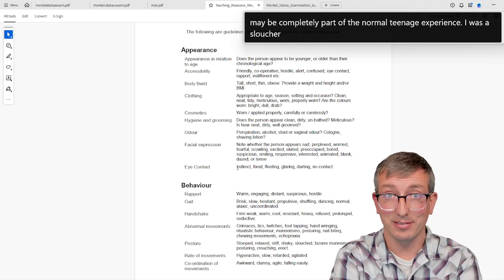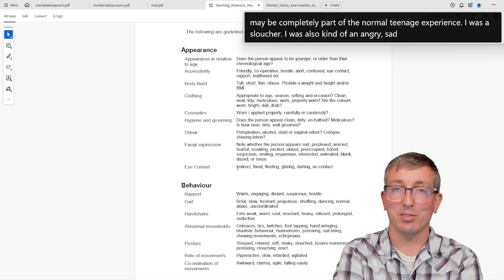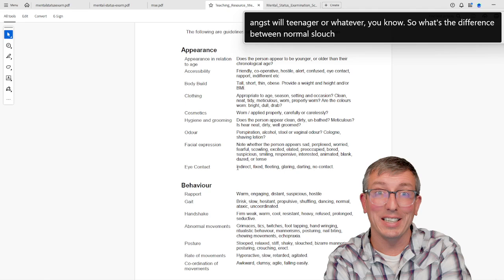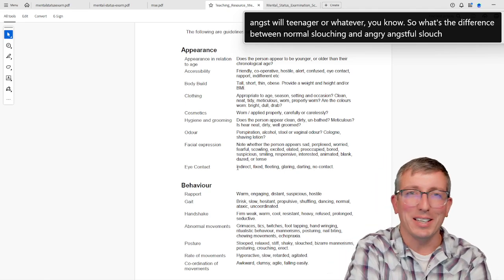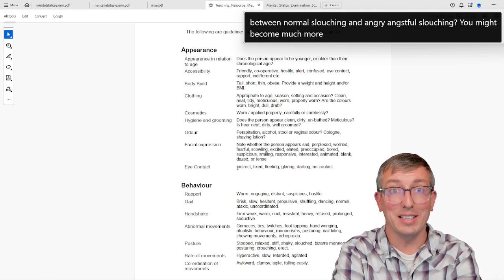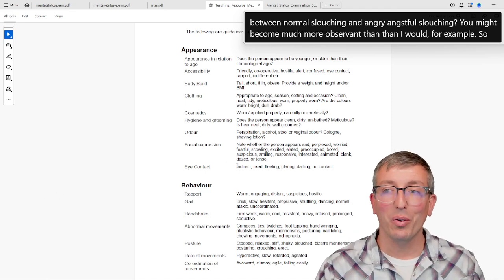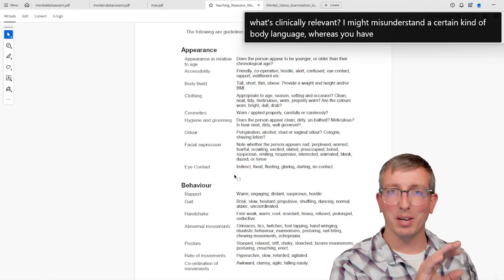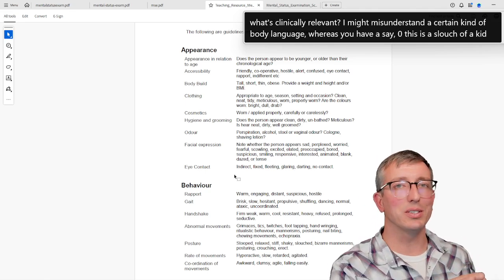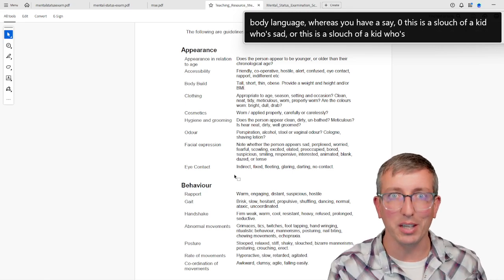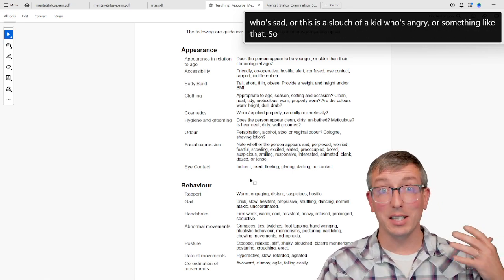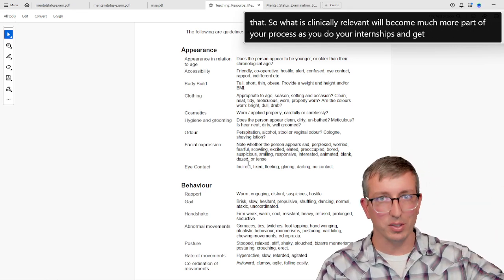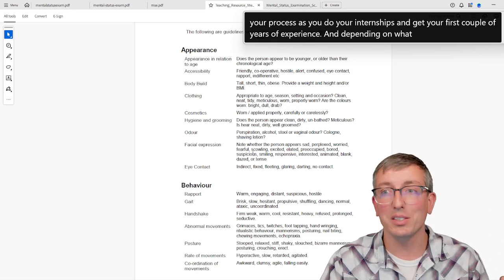I was a sloucher. I was also kind of an angry, sad, disgruntled, angstful teenager. So what's the difference between normal slouching and angry, angstful slouching? You might become much more observant than I would. I might misunderstand a certain kind of body language, whereas you say, oh, this is the slouch of a kid who's sad, or this is the slouch of a kid who's angry. So what is clinically relevant will become much more part of your process as you do your internships and get your first couple of years of experience, and depending on what kind of things you're working on.